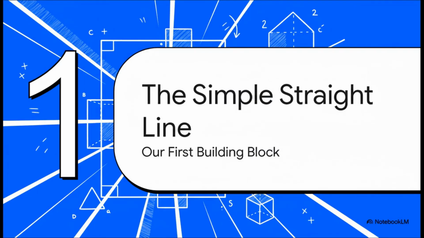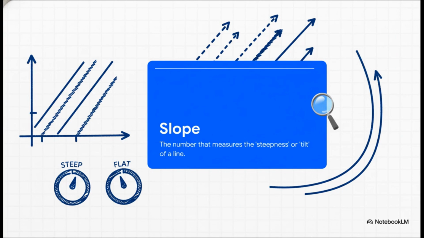Okay, so before we can even think about bending things, we gotta start with the basics, right? We have to master the simple, straight line. This is our foundation, our first and most important building block. All right, so think about it this way. Every single straight line has two main control dials that set it up perfectly. The first one is called the slope. And yeah, it's exactly what it sounds like. It's the steepness dial. Just one number tells you exactly how tilted that line is.